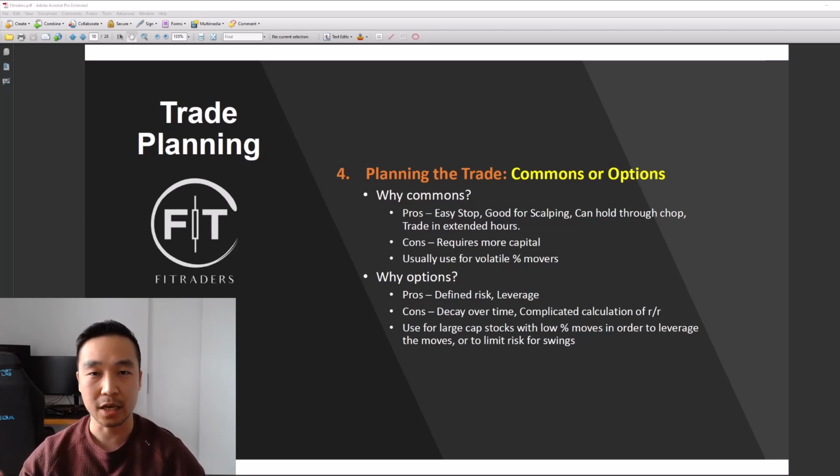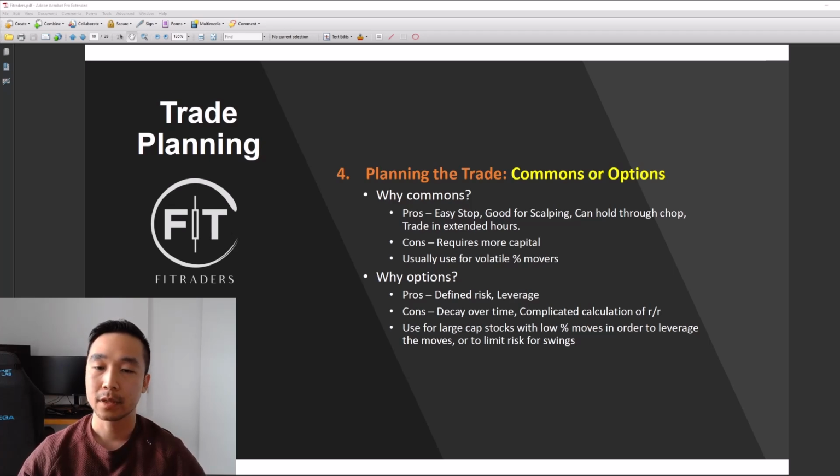Whether you're scalping or you're swinging. So if you're only scalping a small play, maybe a 0.5 percentage point move in the underlying stock, that's not good. But hey, look, if you're trading commons, it's easy. It's easy because usually it's a 1 cent spread or maybe 2 cent spread, depending on what kind of stock you're looking at.